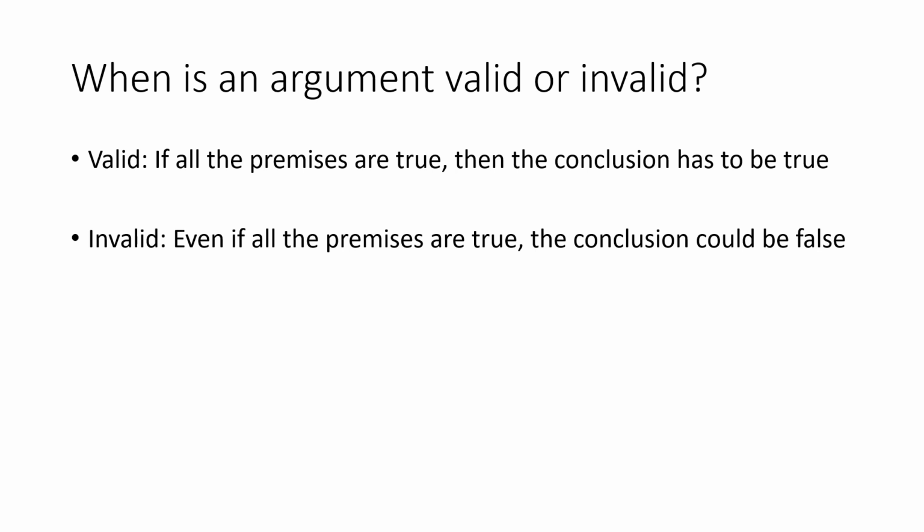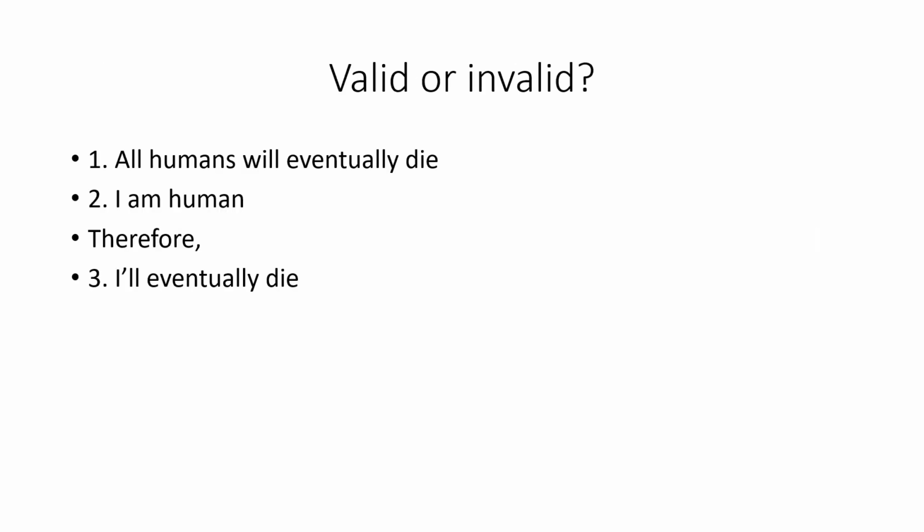An invalid argument is one where, even if we take it as a given that all the premises or all the reasons are true, there can be a circumstance where the conclusion could turn out to be false. So, to be valid: if all the premises are true, then the conclusion has to be true. Invalid: even if all the premises are true, the conclusion could be false.